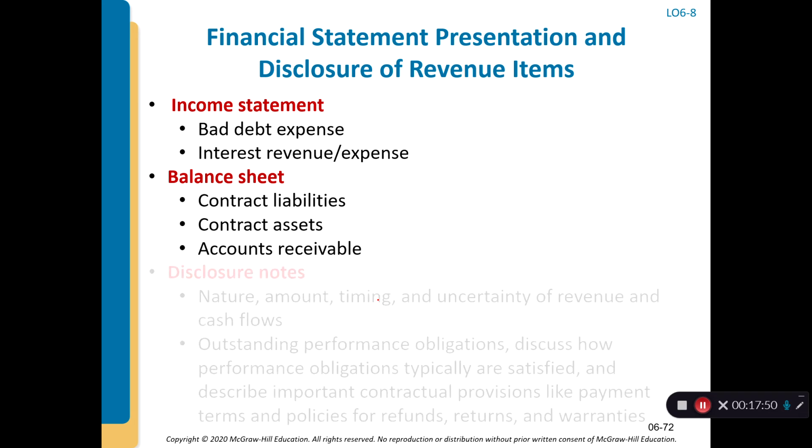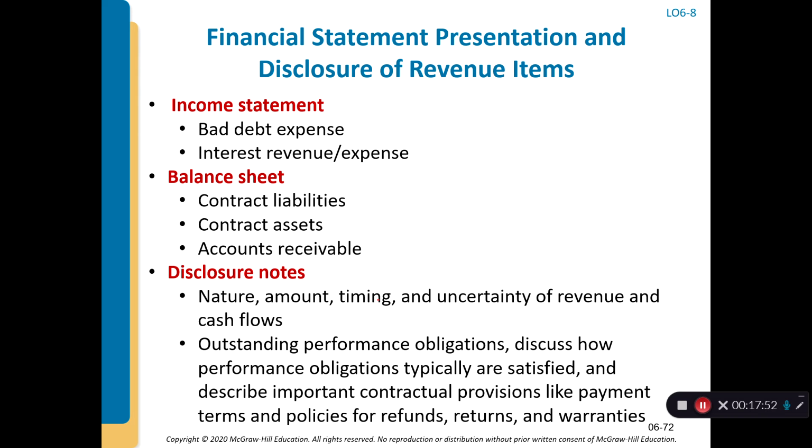Okay. So we're just gonna briefly talk about the financial statement presentation and disclosure of revenue items. So there are related items, the things that are related to revenue, except that in the income statement you have the revenue recognized. You also want to recognize the accounts receivable related bad debt expenses, because when you debit accounts receivable, then you're gonna credit the revenue, right?